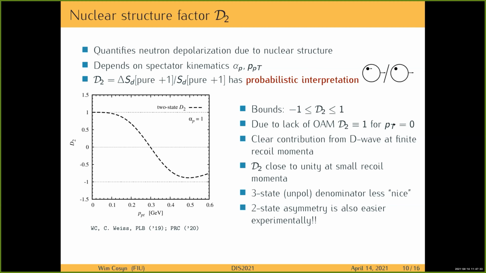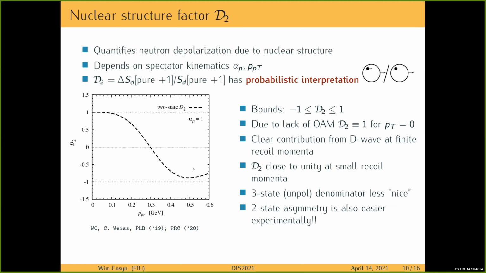And if you go to 0 transverse momentum for your spectator, you always get 1 because there's no orbital angular momentum, so your D wave cancels out. So it's a pure S wave, your deuteron. So you have a completely polarized neutron inside your deuteron. If you go to high momenta, you see your D wave clearly contributing, right? So that's what you see here.